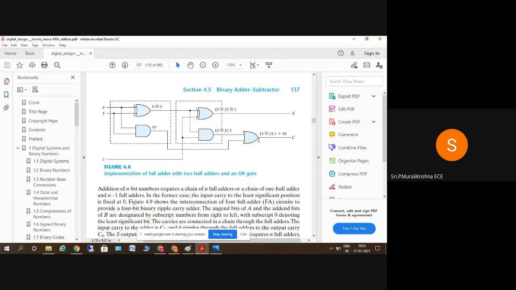Clear? Yeah, I think no class is scheduled, right? So the next class is MBA, still to come. So if there is no class, I'll continue. So continue for 20 minutes. No class. Yeah. So you can take a 2 to 3 minutes break. So we'll continue with the next topic called half subtractor and full subtractor.